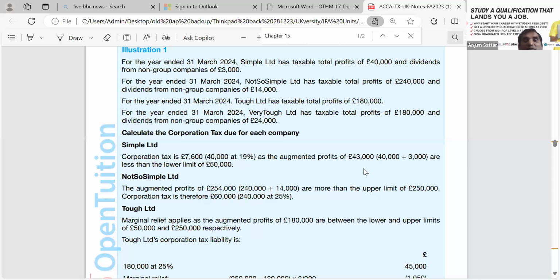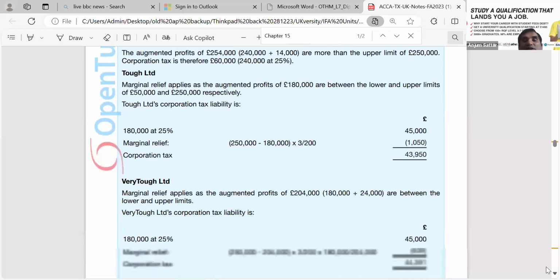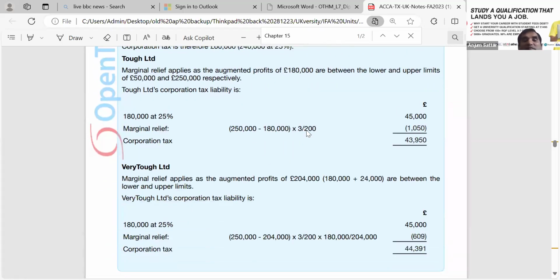So it's the small limit. The augmented profit for the second company is more than 250,000, so it is the upper limit. The corporation tax rate applied is therefore now 25% instead of 19% in that case. We can look at these examples accordingly, and it's quite good to see where we can calculate the marginal relief. We can add these examples for our merit criteria and refer back to them in our assignment when we go through those.